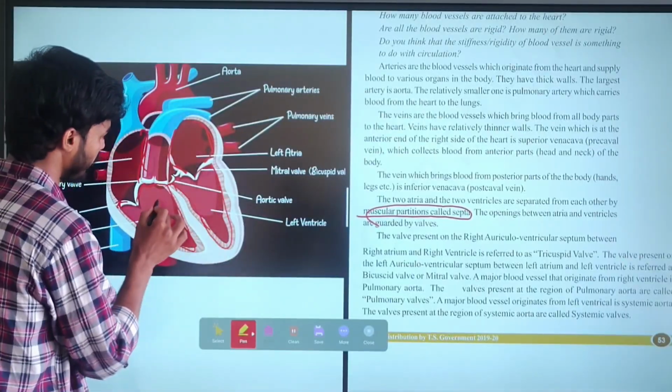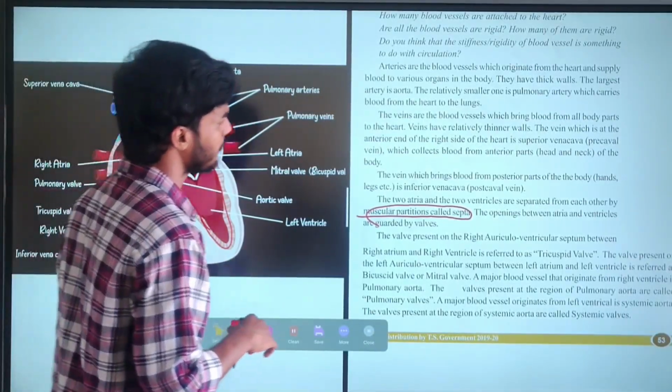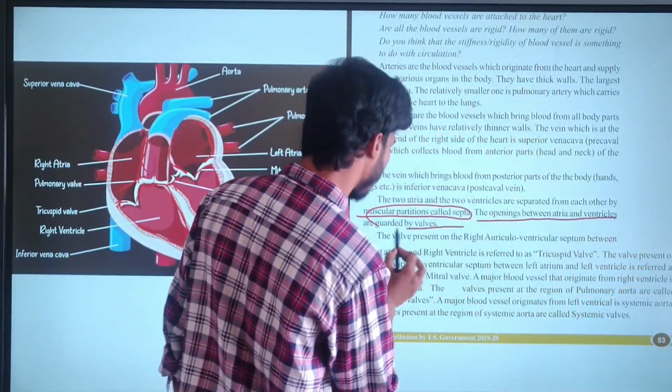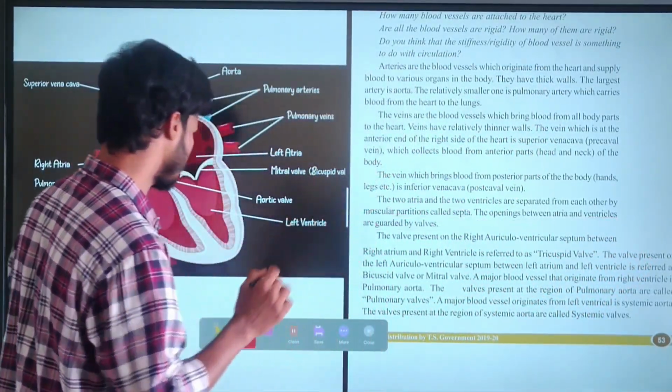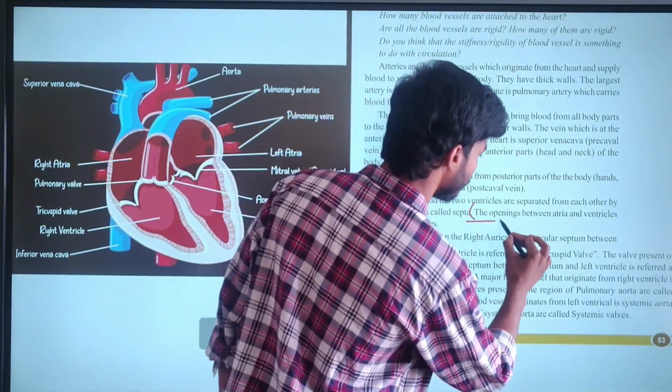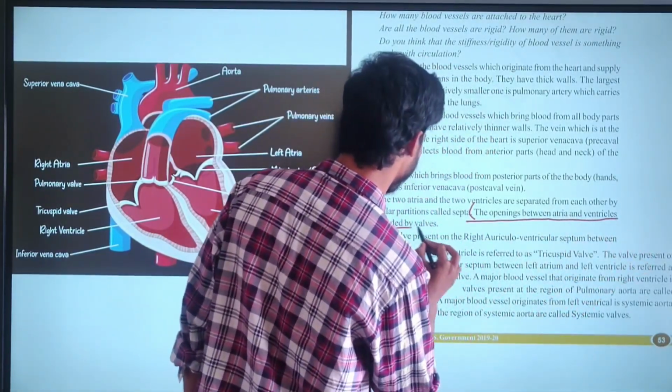These were separated. Clear? The openings between the atria and ventricles are guarded by the valves. Okay, look here, this is also an important thing. The openings between the atria and ventricles are guarded by the valves.